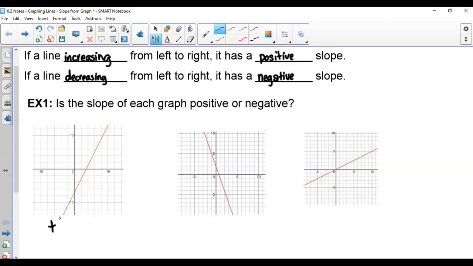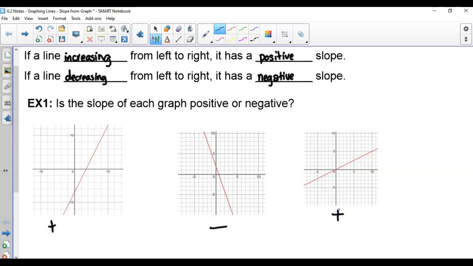For the next one here, as we travel along this line from the left side of the graph to the right side, we can see that our arrow is decreasing here. So this graph would have a negative slope. And then for this last one, as we travel from left to right on this graph, you can see our arrow increasing, so that graph has a positive slope.